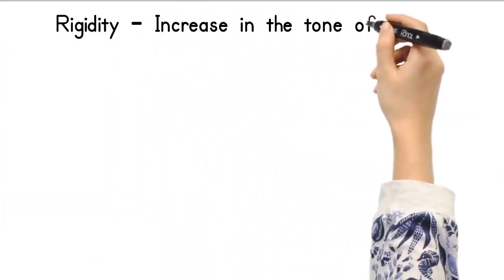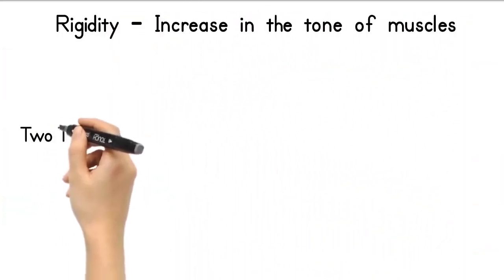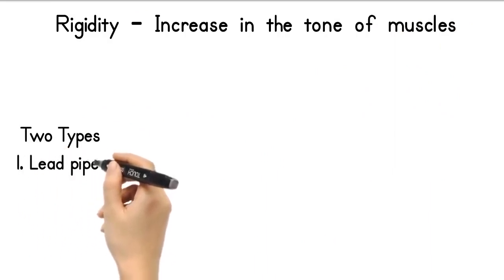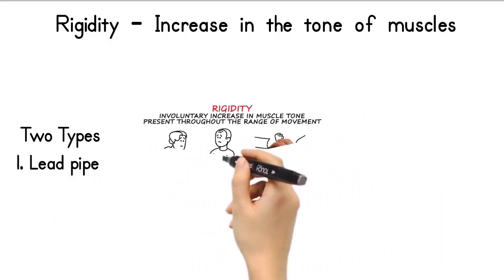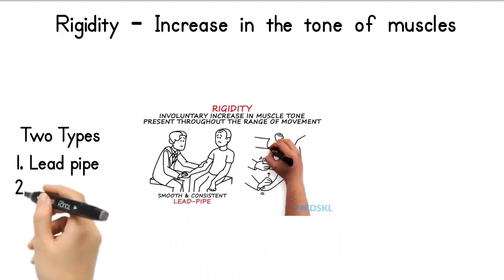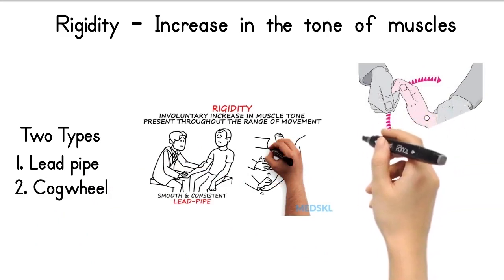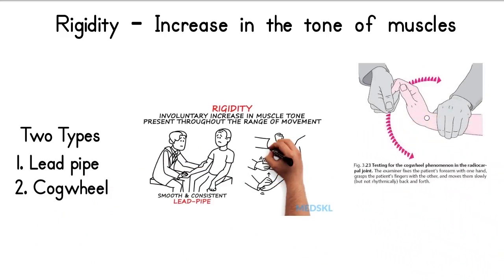Rigidity, increase in the tone of the muscles, both the protagonist and antagonist muscles. 2 types. 1. Lead pipe rigidity, uniform resistance to flexion, giving a feeling as if a lead pipe is being bent. 2. Cogwheel rigidity, series of catches during passive motion of the limbs. Posture becomes that of flexion attitude in which back is flexed, arms are abducted and flexed and the knees are bent.